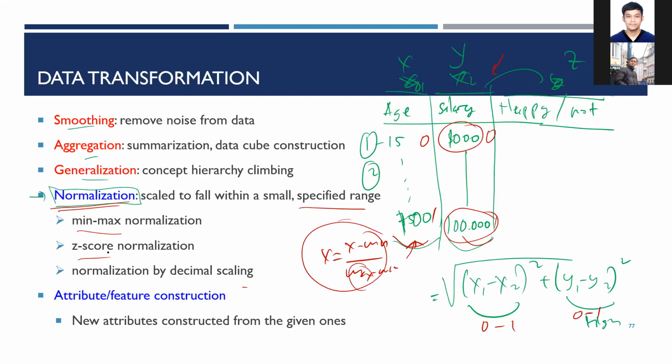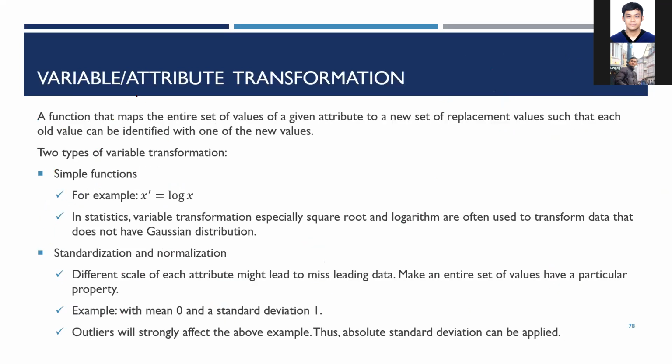Besides normalization, we also have attribute or feature construction, the one from the previous slides. This means that new attributes are constructed from the given ones. We can also use other transformations, for example, logarithm, square roots, and other functions.